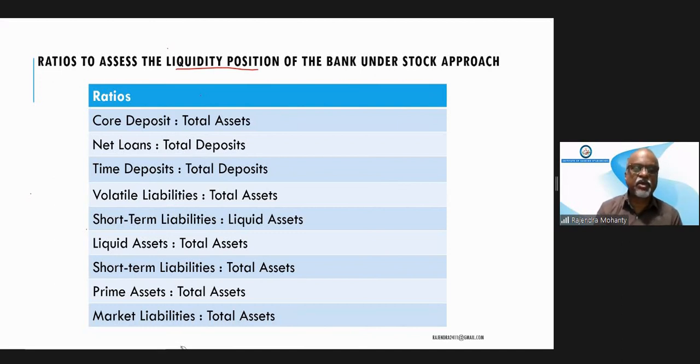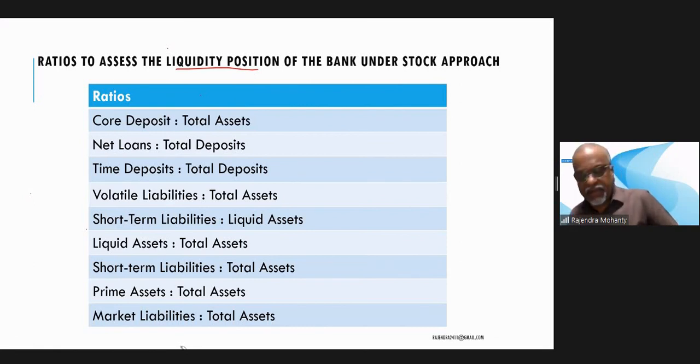Market liability means your market borrowings, interbank borrowings, which are repayable within a short period. Normally, market liability means you cannot borrow for more than 1 year. So, what will be the effect? Lower. So, the lower the ratio, the better.